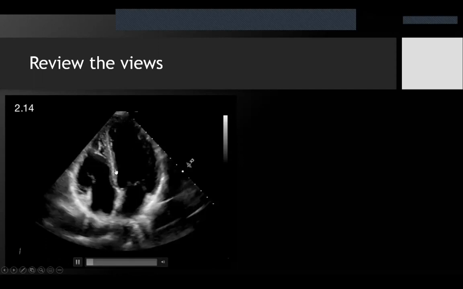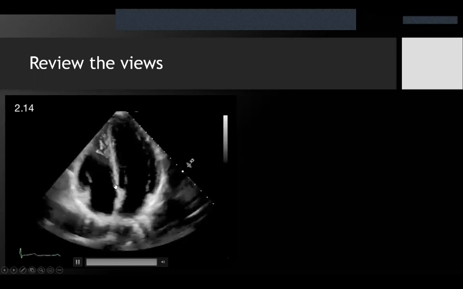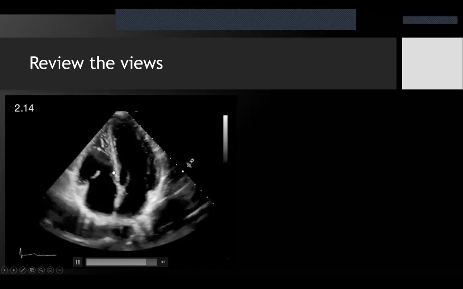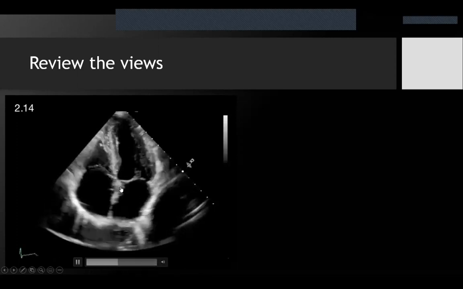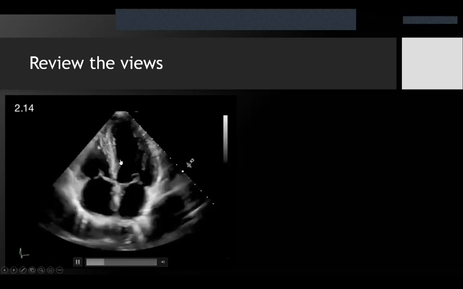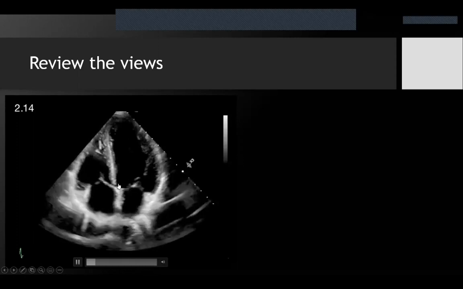Sometimes, if you're holding the probe wrong, we might be flipping right and left. The universal way to know right from left is to see that the tricuspid valve inserts more apically, closer to the apex of the heart than the mitral valve. That's true across almost all congenital disease and other heart disease. So, good fun fact to know.